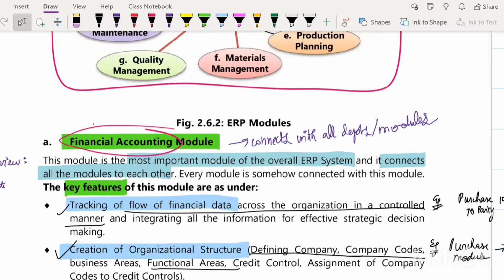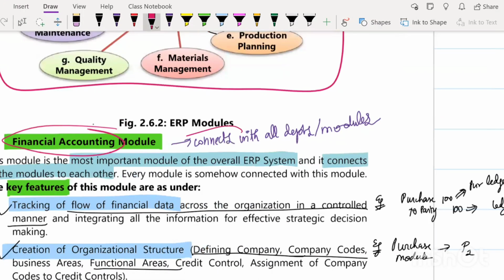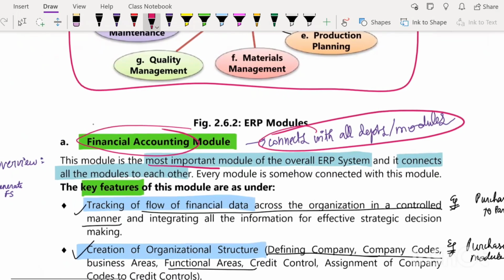So first, now we are going to discuss the financial accounting module. As you all know, the finance and accounts department is one of those departments which connects with all other departments and all other modules. This is one of the most basic things that you have in a company. Accounts and finance is one basic thing that you'll have in a company if you're running a business, correct? So this is one of the most important modules of the overall ERP system.